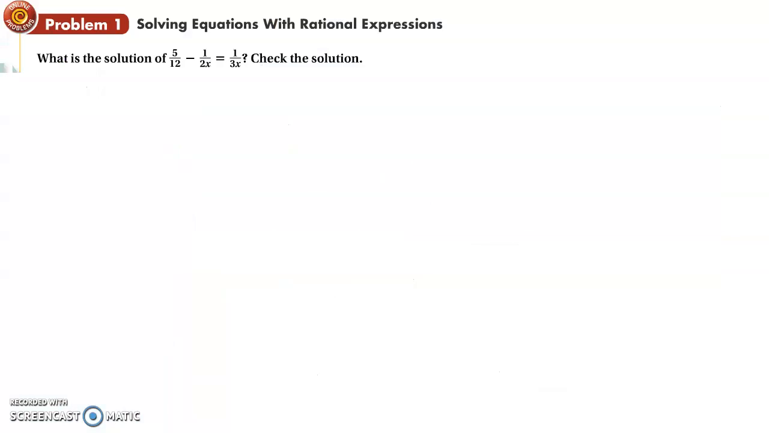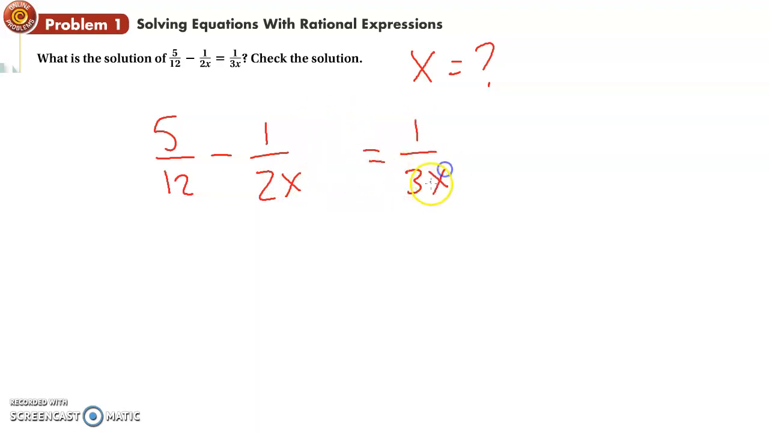What is the solution of 5 over 12 minus 1 over 2x is equal to 1 over 3x? So we need to try to figure out, well, what does x equal? And because we have all of these fractions, x is equal, notice I left some space, is equal to 1 over 3x.